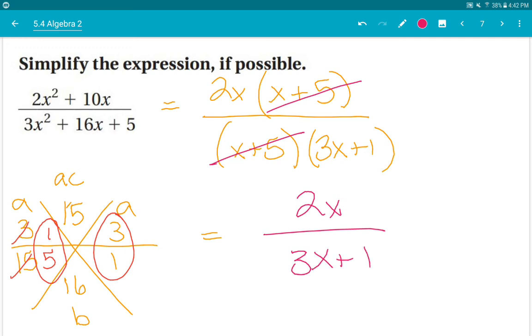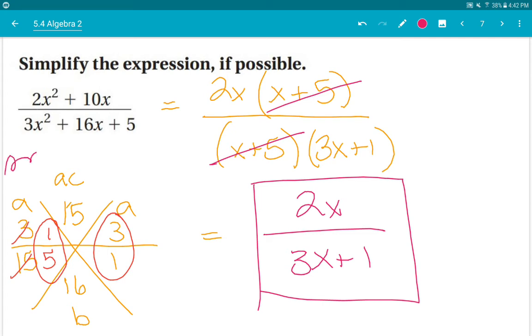Again, we do not simplify the x's because in the bottom, the 3x is married to the 1, so we cannot separate any part of that. So there's your final answer. Again, this factoring process here is important for you guys to remember. So if you go back into your notes, I'm sure you guys have that there. We're going to do a lot of factoring in this section, so it's very important that you guys stay on top of how to do the asterisk method.